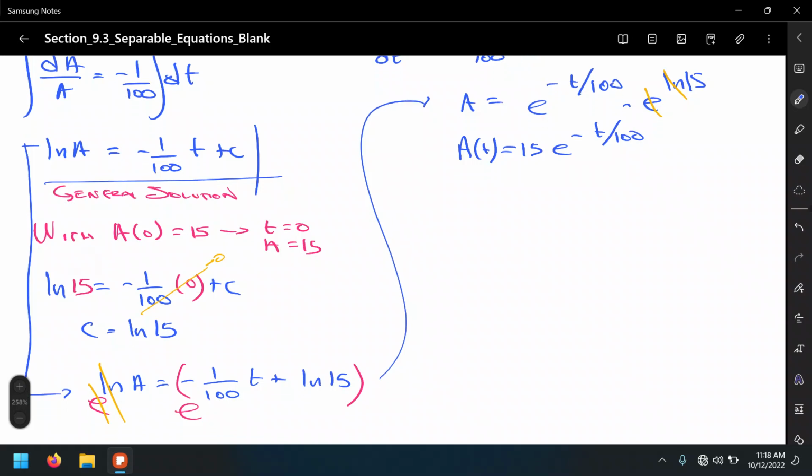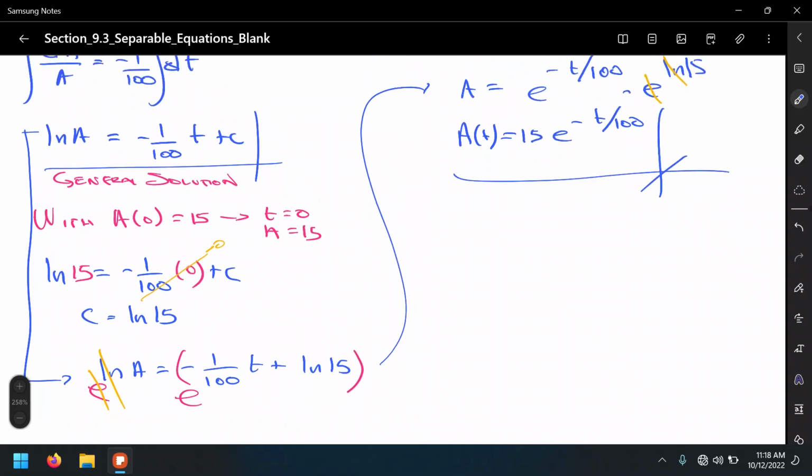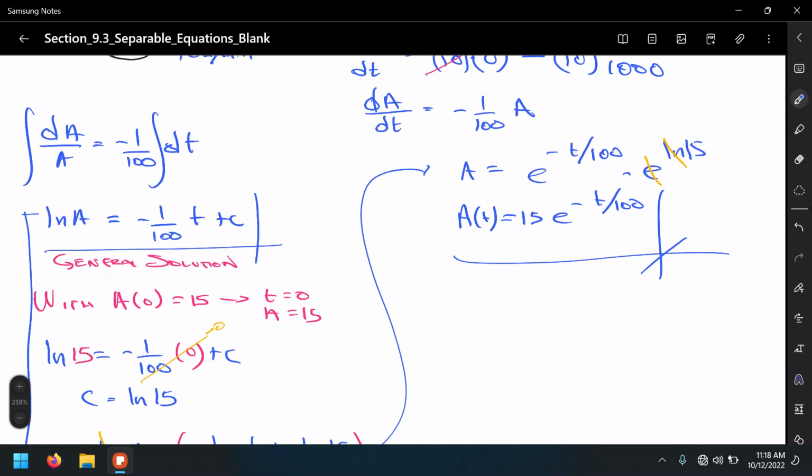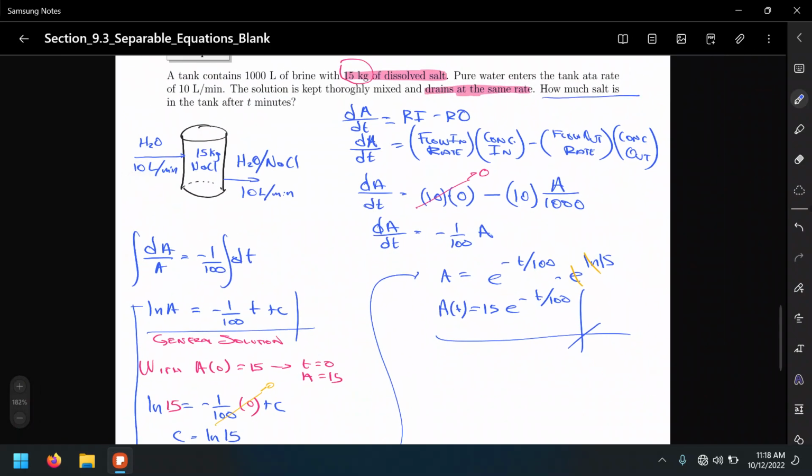Okay. So that's the model, and in this case, I don't think they're asking us anything else. They're just asking us how much salt is in the tank after 10 minutes. That is, they're just asking us for an expression in terms of t to find that amount. So for example, if you want to know how much salt is after 15 minutes, just plug in a 15 for t. If you want to know how much salt is after 45 minutes, after 75 minutes, just plug in your favorite amount of t.